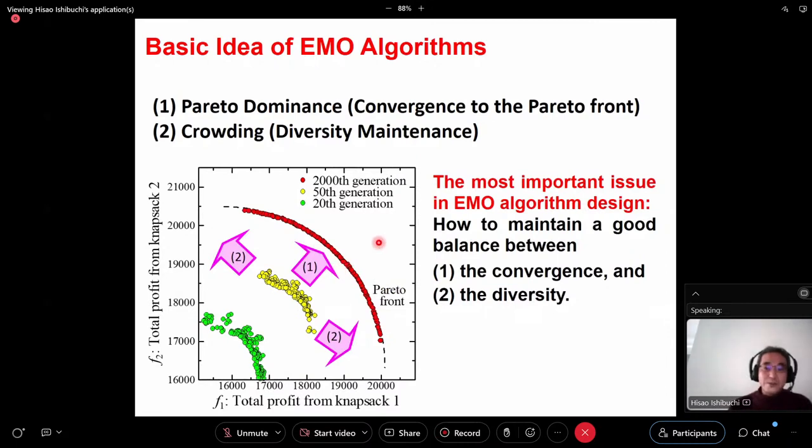The point of MO algorithm design is how to maintain a good balance between these two mechanisms. If we strongly push the population towards the Pareto front, we can quickly find good solutions only around the center of the Pareto front. If we have a very strong diversification mechanism, we have solutions with large diversity, but those solutions are not close to the Pareto front. So the point of MO algorithm design is to have a good balance between these two mechanisms.